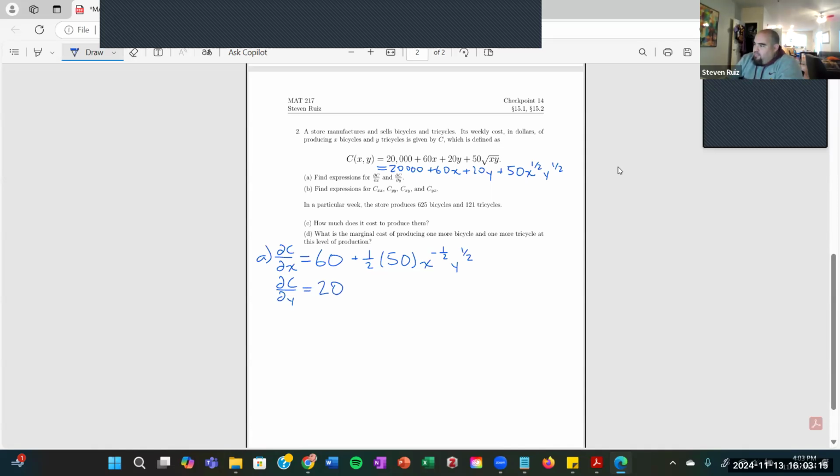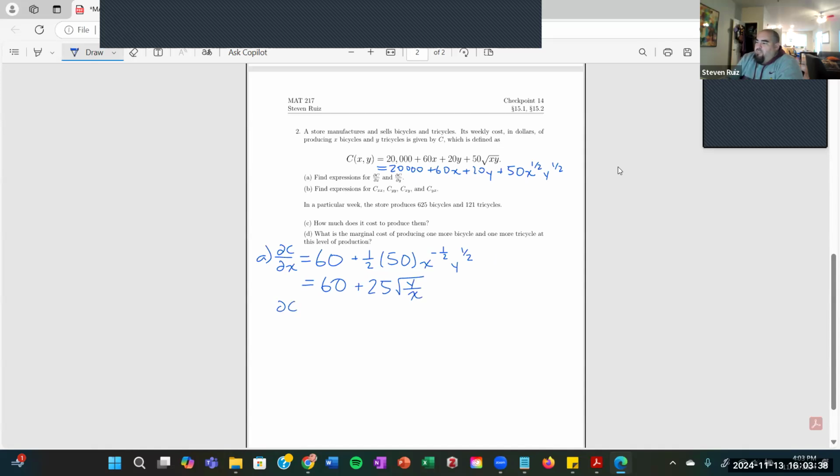Let's clean this up a little bit. This is going to become 60 plus 25 square root of y over x. Let's not try to squeeze it on that line.